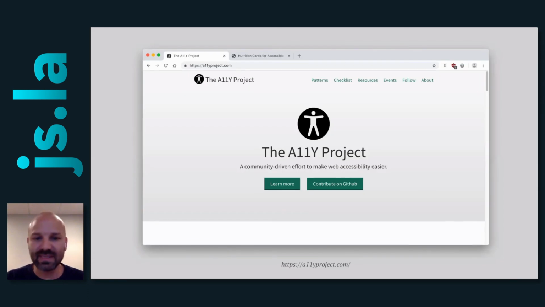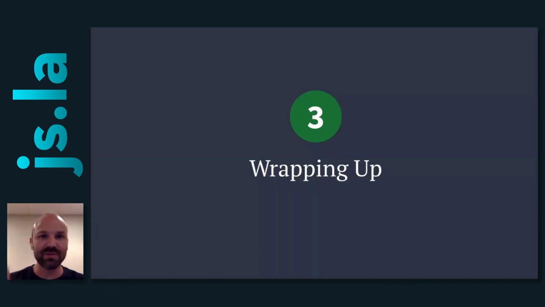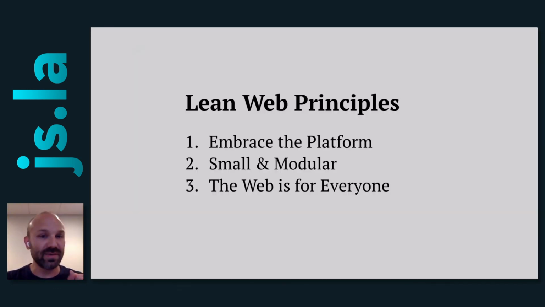I struggle with accessibility too. The Accessibility Project is an awesome resource where you can find a ton of great tools on building more accessibly. I am over time, so I'm going to wrap this up. Very sorry. Just quickly to recap, the lean web principles are to embrace the platform, focus on small and modular tools over bigger ones whenever possible, and remember that the web is for everyone.